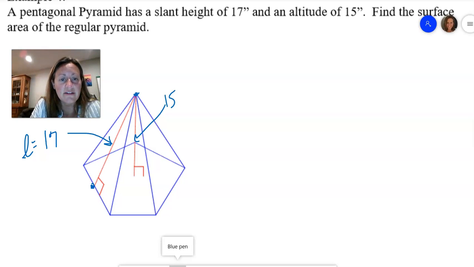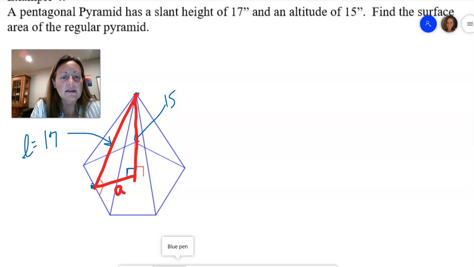What we don't have is any information about the side length of the pentagonal base. So we don't have the perimeter of the base, which we're going to need, but we can connect these two together and recognize that this would be a right triangle. If I draw it all in red, this red triangle, we can calculate the missing part right here.